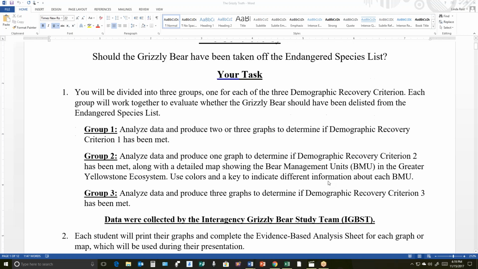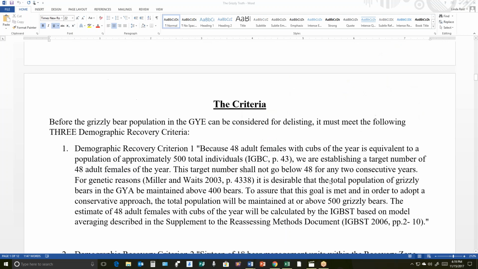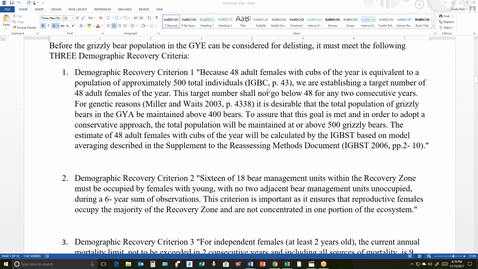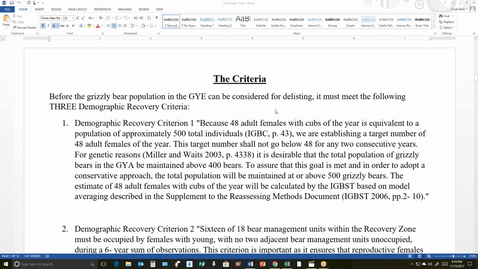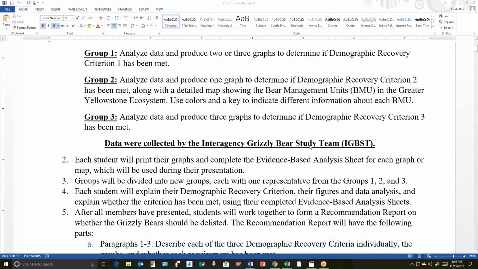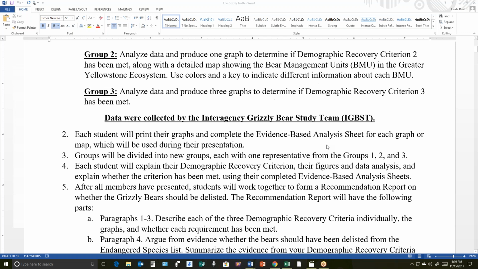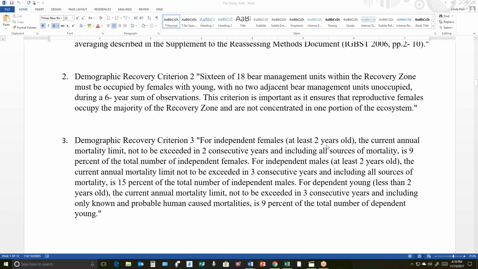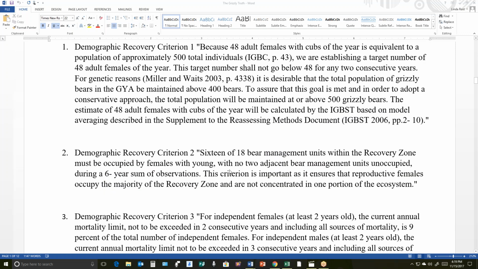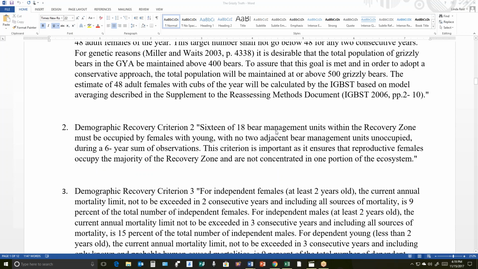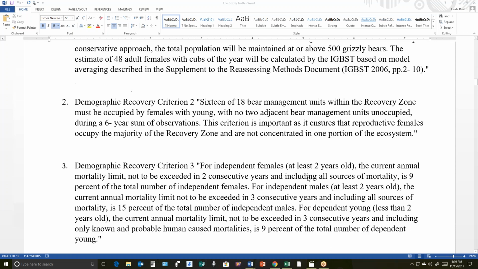So I'll kind of flash the criterion here. So the first one was based on adult females and a number of adult females, and this is directly from, let's see, where did I cite it? The Interagency Grizzly Bear Study Team. So that's where the data and the criterion came from. So those are the 3 criterion. The first one's on adult females. The second one is on the 18 bear management units, or BMUs, that they were monitoring. And then the third one was on independent females and males and the babies, and looking at their mortality rates.